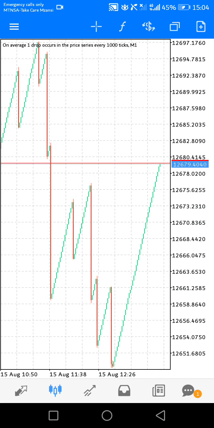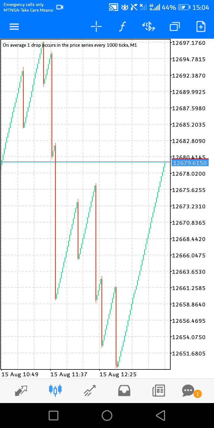Guys, I'm going to be assisting you to trade boom and crash. People have been asking me how do you trade this boom and crash and so forth. So I'm going to be showing you how you are able to trade it, so that hopefully someone can make money out there using this boom and crash, right?